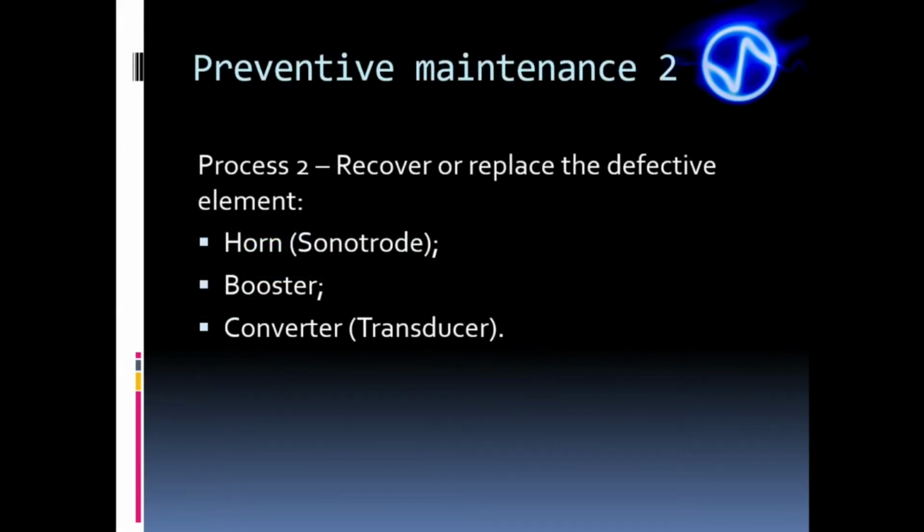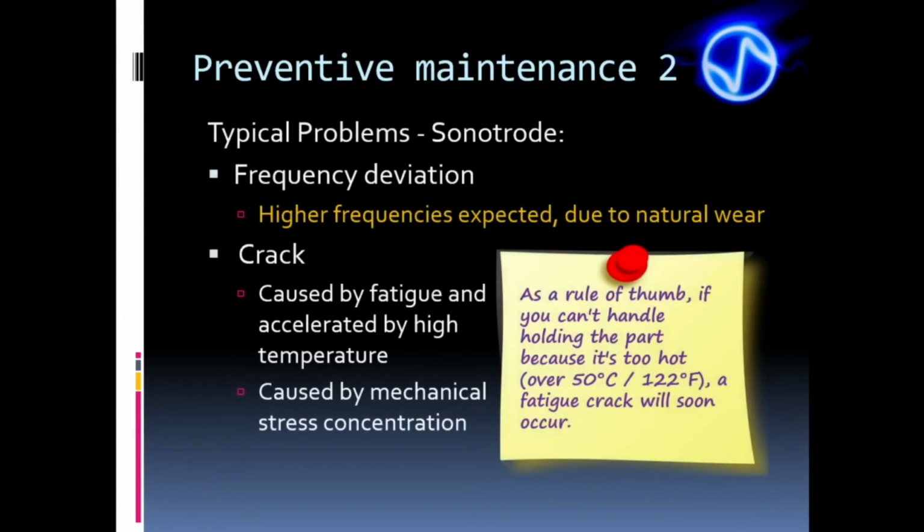Well, we saw that the problem could be in the horn, in the booster, or in the converter. For each of them, we can follow certain procedures to restore the stack. One typical defect of the horn or sonotrode is the frequency deviation. It is expected that any sonotrode increases its frequency as it gets worn, because the normal wear shortens the horn, which in turn increases the frequency.